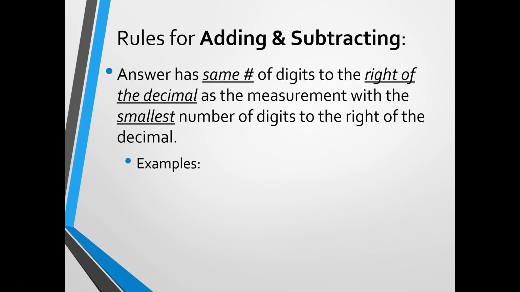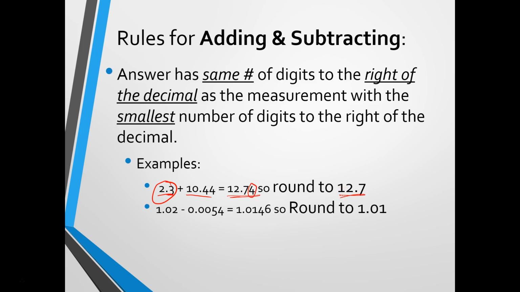So some examples of this is, let's say we have 2.3 plus 10.44. Well, we're adding, so we know that we have to choose the number with the smallest number of decimal places, which in this case is going to be 2.3. First we add our numbers together and we get 12.47. Well, we know we have to round it to 1 decimal place, our smallest number of decimal places. So we look at the one right before our second decimal place. That's a 4. Because it's less than 5, we're going to eliminate it, and our final answer becomes 12.7.